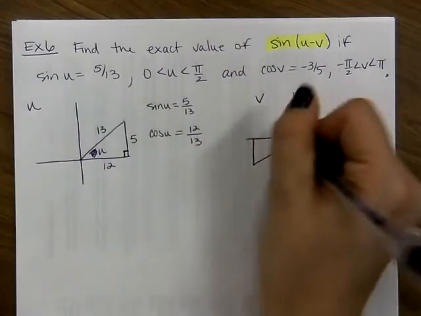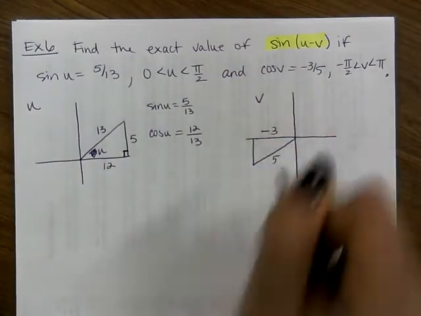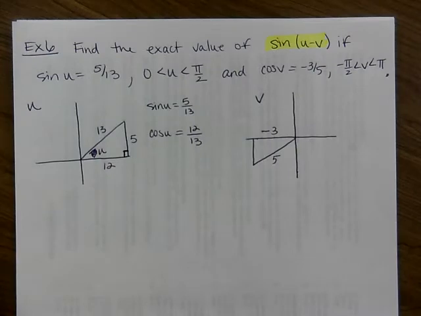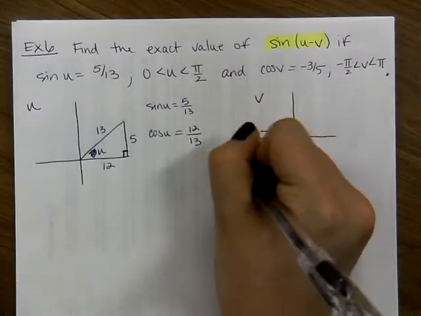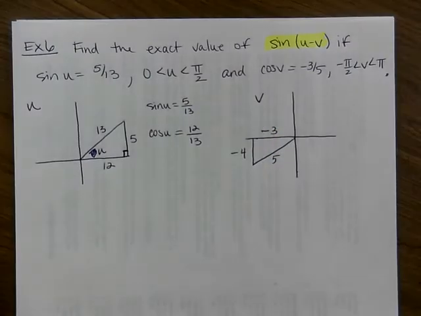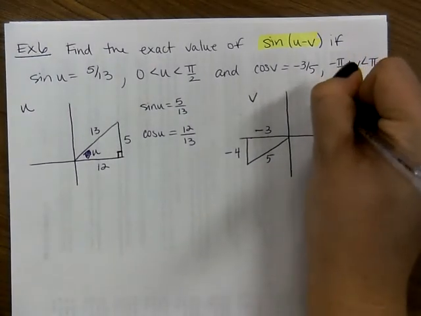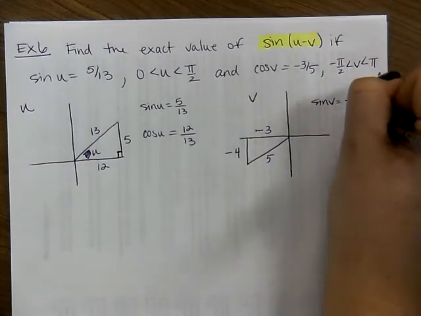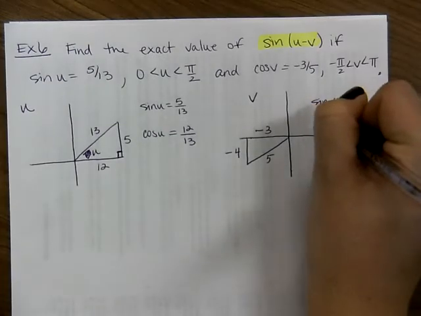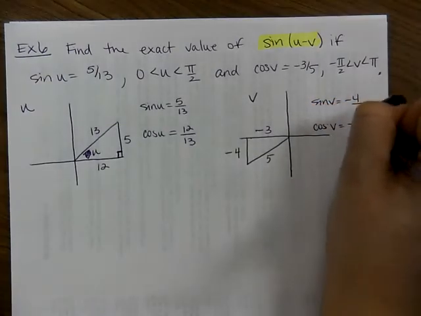Okay. Cosine is negative 3 over 5. I know that my x value is negative in quadrant 3. Also, my y value is negative there as well, right? So shouldn't this be negative 4? So, a 3, 4, 5 triangle. And then I'm just going to take some notes. So the sine of v is negative 4 over 5, and the cosine of v is negative 3 over 5.